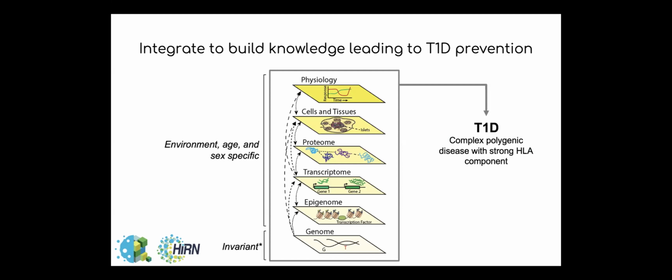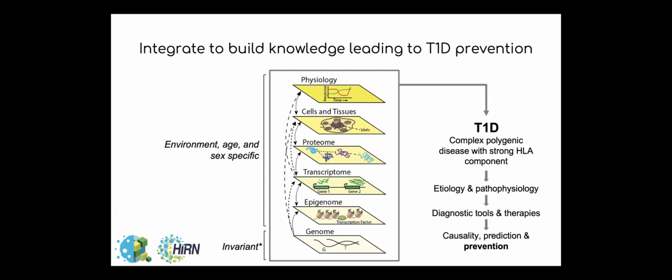So thinking about not only genome, which is invariant, but how environment and age and sex influence other layers of information that we are trying to integrate will be very important for us to consider going forward. And this will lead to better understanding of etiology and pathophysiology of type 1 diabetes, development of diagnostic tools and therapies for those with type 1 diabetes, and defining causality that will allow us to bring in prediction modeling, and that will pave the way to type 1 diabetes prevention.